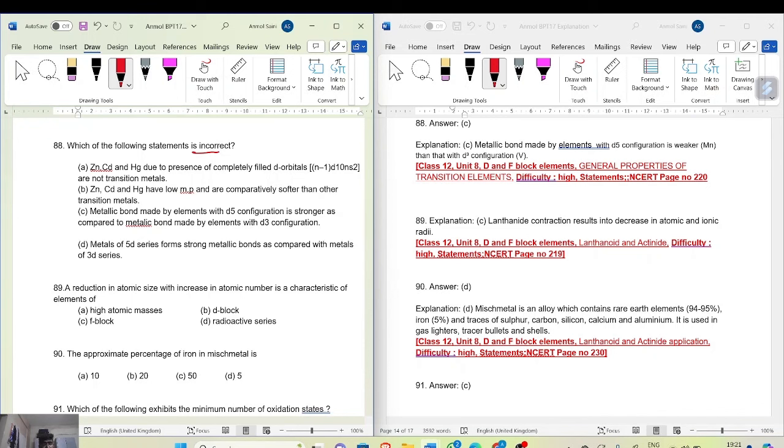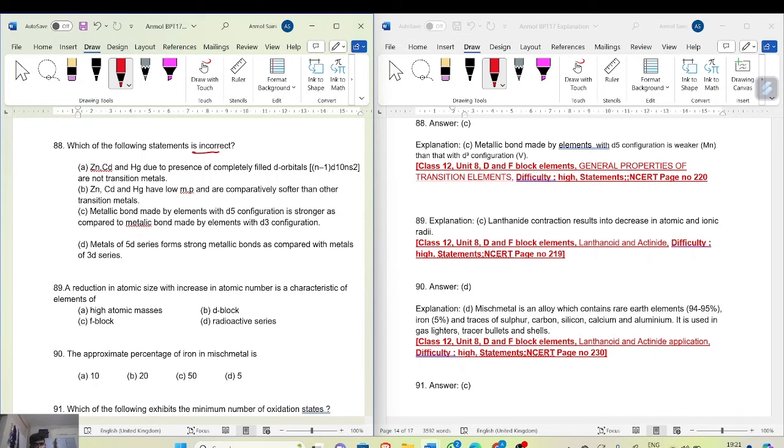Third statement is: metallic bond made by elements with D5 configuration is stronger as compared to metallic bond made by elements with D3 configuration. Then we will have the last statement: metal of 5D series form strong metallic bond as compared with the metal of 3D series. So now we have to tell the incorrect statement.